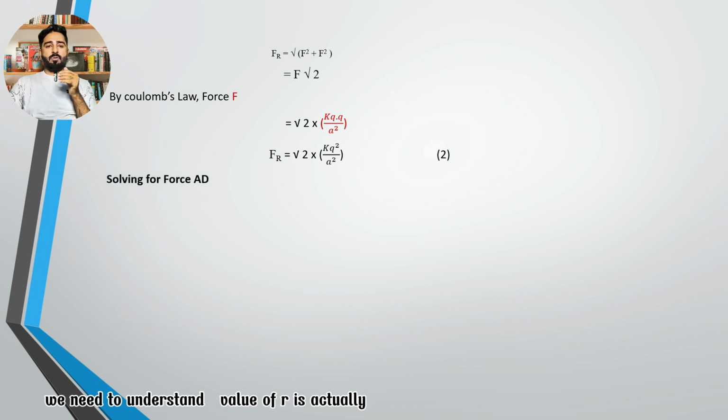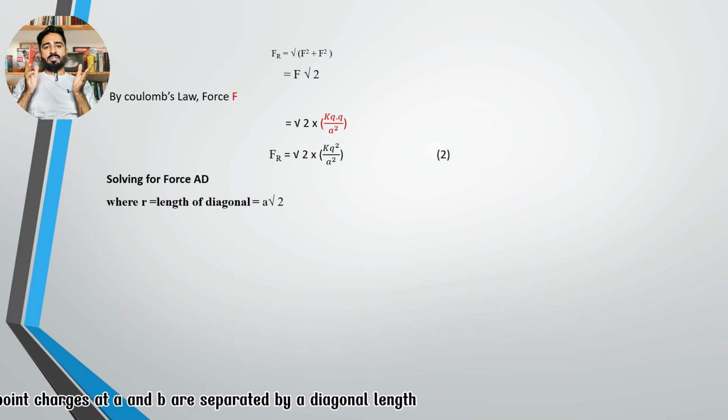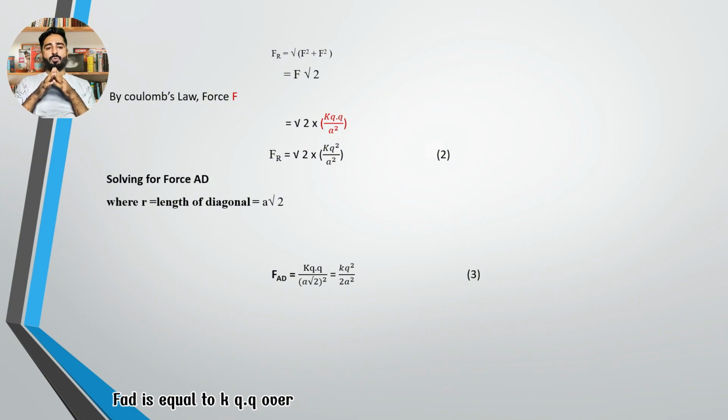Now let us find the value of force along the diagonal AD, and for that we need to understand that the value of r is actually equal to the length of the diagonal, which is A square root of 2. In case of the diagonal charges, point charges at A and D are separated by a diagonal length which is A square root of 2. Then we have to apply the Coulomb's law between these 2 point charges at A and D. Our relation will become FAD is equal to KQ dot Q over A square root of 2 whole square, which will result KQ square over 2A square.